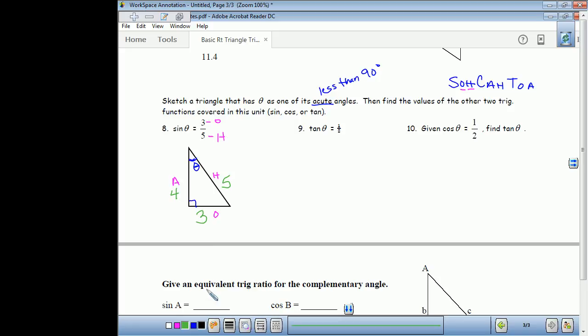Okay, so what are the other two? There's sine, so I need cosine and I need tangent. It doesn't want to change from green. All right, cosine of theta is going to be adjacent over hypotenuse. Which side is the adjacent? 4, 4 over 5. Okay? Tangent of theta. Tangent, opposite over adjacent. Which side is the opposite? 3 over 4.